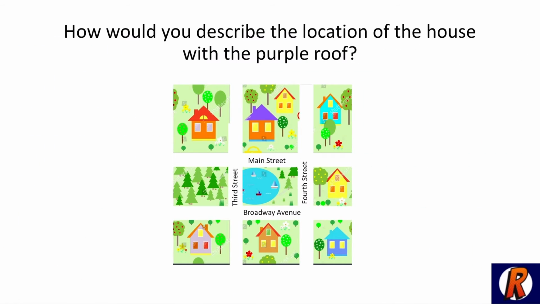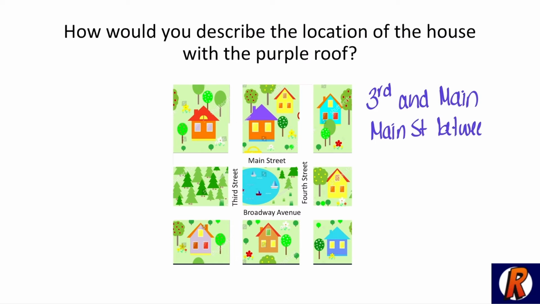So let's talk about this. You all told me how you would describe the location of the house with a purple roof. You said you would say it's the corner of 3rd and Main. And then some of you said it's on Main Street between 3rd and 4th, which are all excellent descriptions.